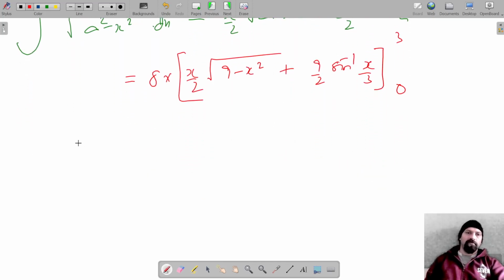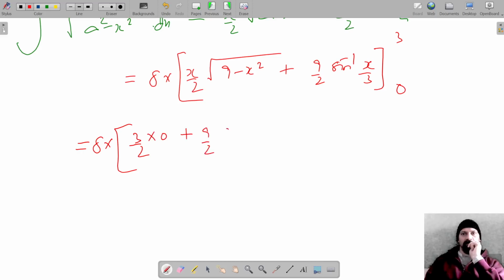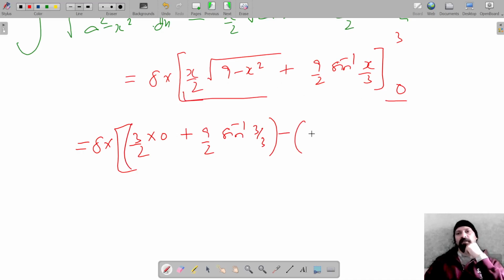Okay, so let's evaluate it for the limits. So 8 into, let's put in the value 3 first. So this is 3 by 2, and 3 square is 9, so this is 0, plus this is 9 by 2 sine inverse of 3 by 3, and minus. If we put 0 here, this term is 0, and this is 9 by 2 sine inverse 0 by 3, and sine inverse 0 is 0, so this whole term is 0.